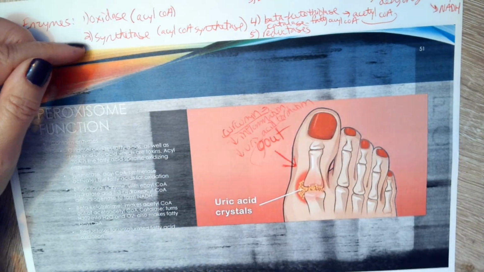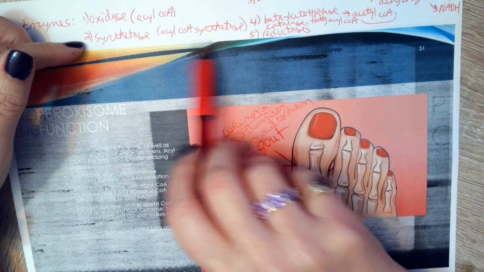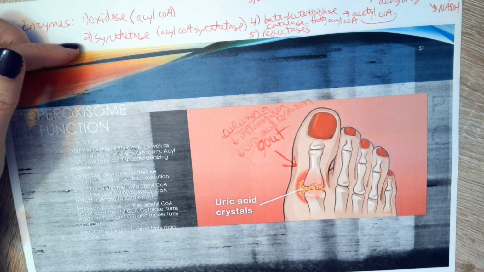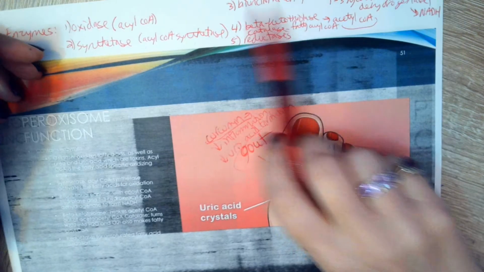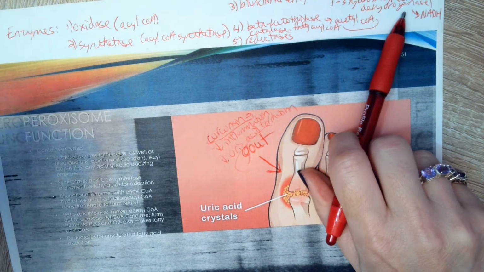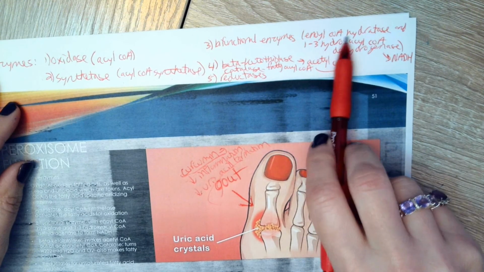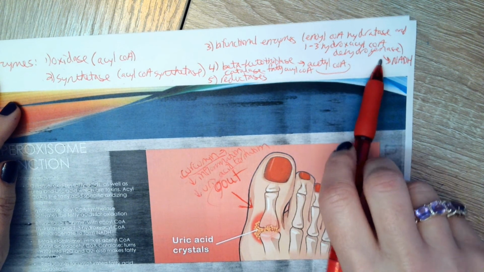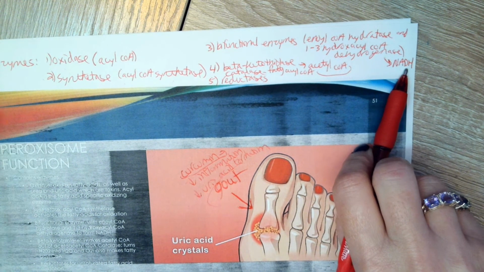Let's continue on with our enzymes. The next kind of enzyme would be synthetases, specifically for fatty acids, acyl-CoA synthetase. This helps to prepare the fatty acids for oxidation. The bifunctional enzyme includes enoyl-CoA hydratase and 3-hydroxyacyl-CoA dehydrogenase. What these are going to do is create NADH, taking NAD and making NADH out of them.